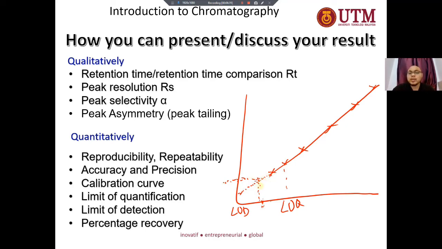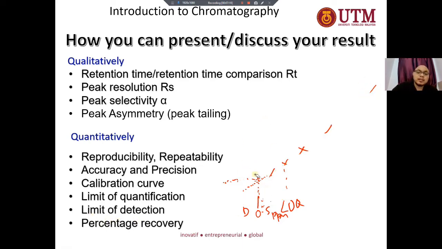When this happens, we cannot say accurately that it has been quantified. But we can say that it was detected at this concentration, for example, 0.5 ppm. But we cannot exactly say that it was quantified at 0.5 ppm. We need to mention that it is able to be detected at 0.5 ppm, but lower than the limit of quantification. And then the next thing is the percentage recovery.